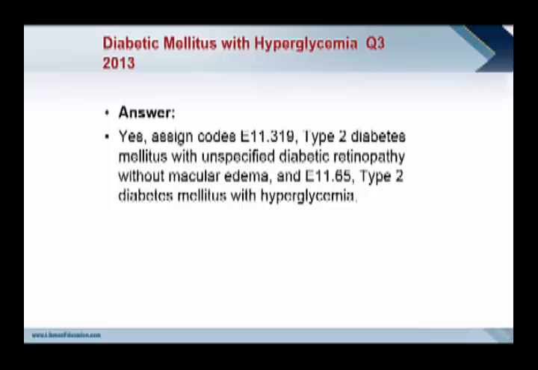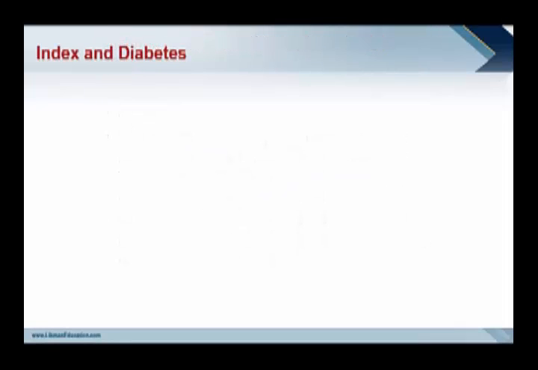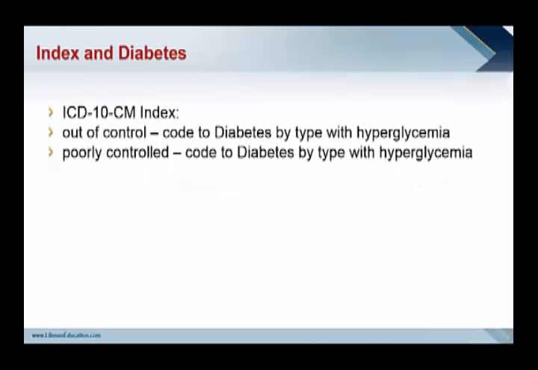And they're basically telling us that multiple codes would be necessary to code a complication of diabetes in an individual who has hyperglycemia. Let's look at the index. There's a significant point to be made. In the ICD-10-CM index, there are two references. The term out of control leads you to a code, telling us to code diabetes by type with hyperglycemia. In ICD-10, under poorly controlled, the instructional terms also tell us to code diabetes by type with hyperglycemia.